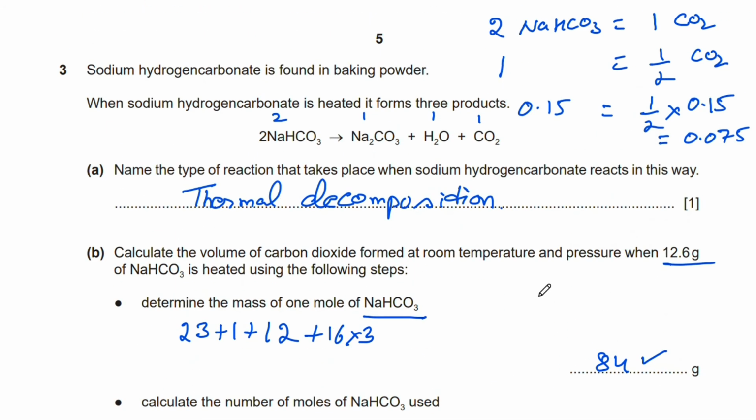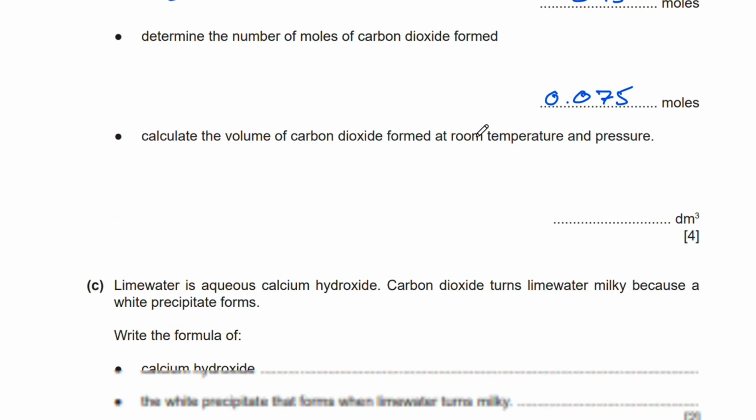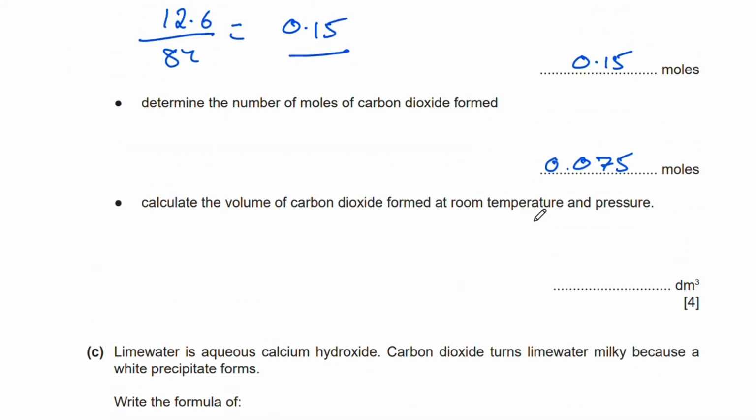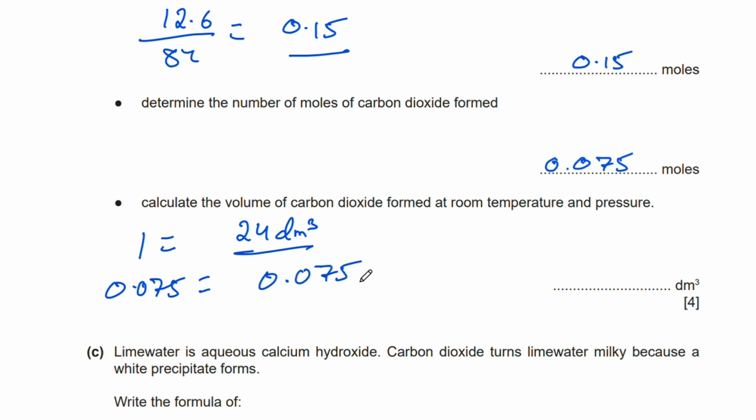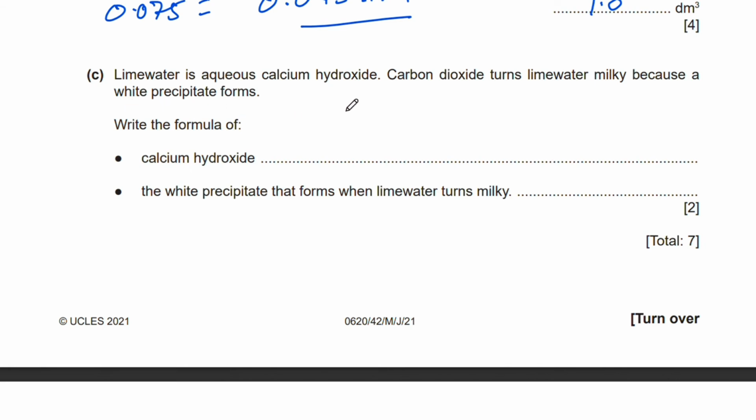Calculate the volume of carbon dioxide formed at room temperature and pressure. Going back to this, the number of moles of CO2 produced is 0.075. We know that 1 mole of any gas occupies 24 dm cube. So 0.075 moles will be 0.075 times 24, which comes out to be 1.8 dm cube. That's the answer.